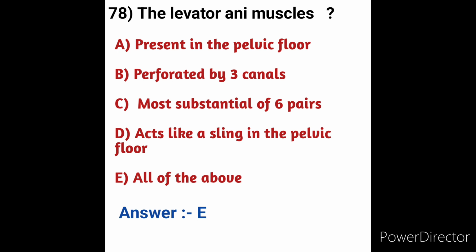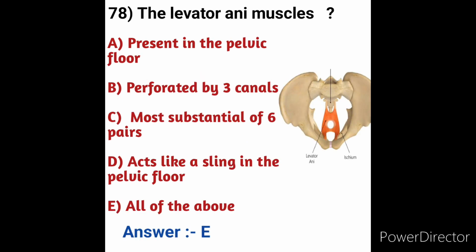Additionally I will explain, the levator ani muscle is the largest component of the pelvic floor, situated on either side of the pelvis. You can see the pelvis in this picture. In this picture the orange colored portion is called the levator ani muscles. Next move on to question number 79.